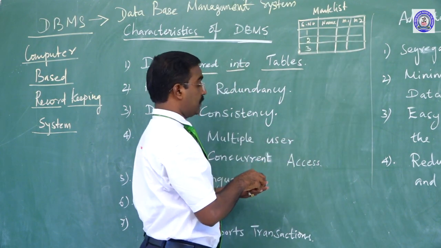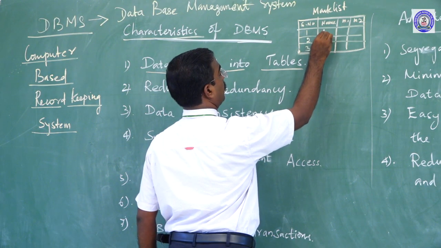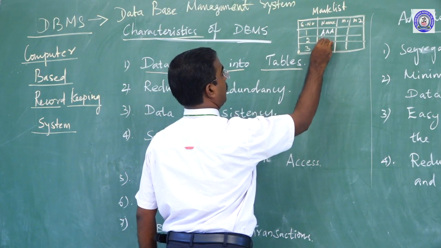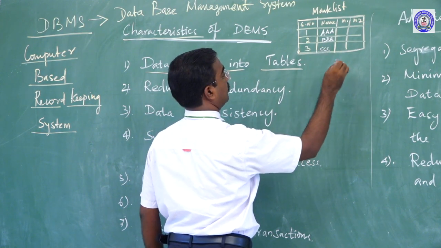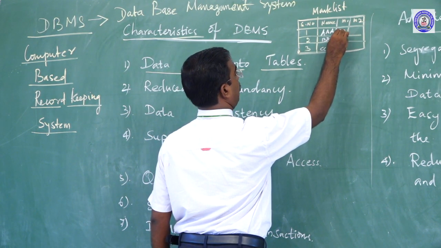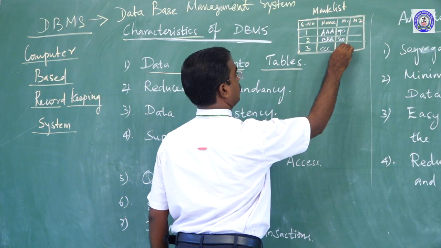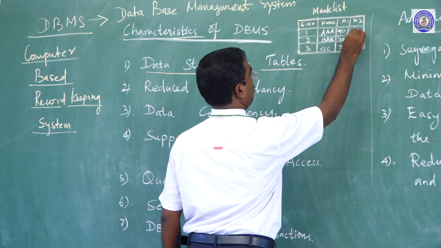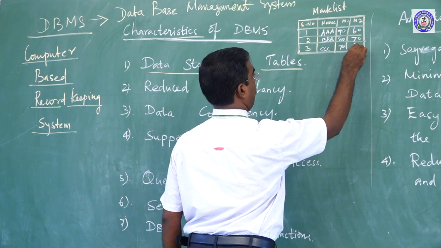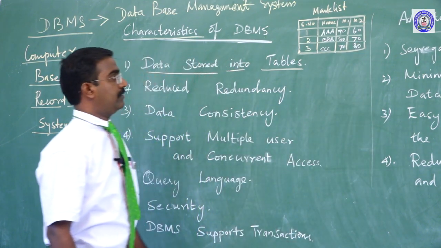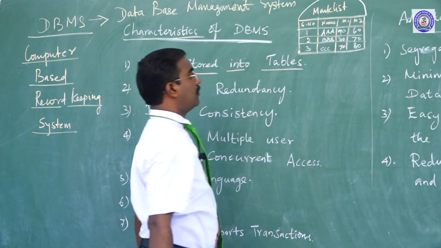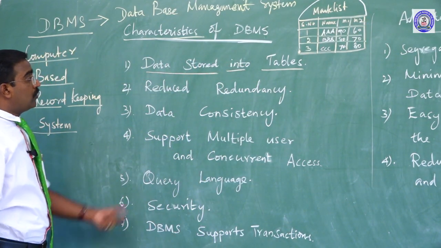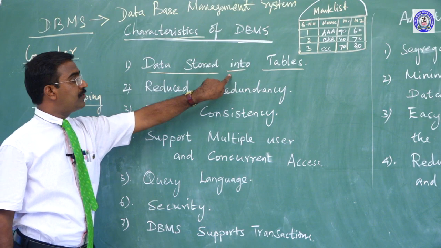Here the names are AAA, BBB and then CCC. The marks are 90, 80, 70, then 60, 70 and then 80. So this is a table, and the table name is mark list. So the data is stored into a table.